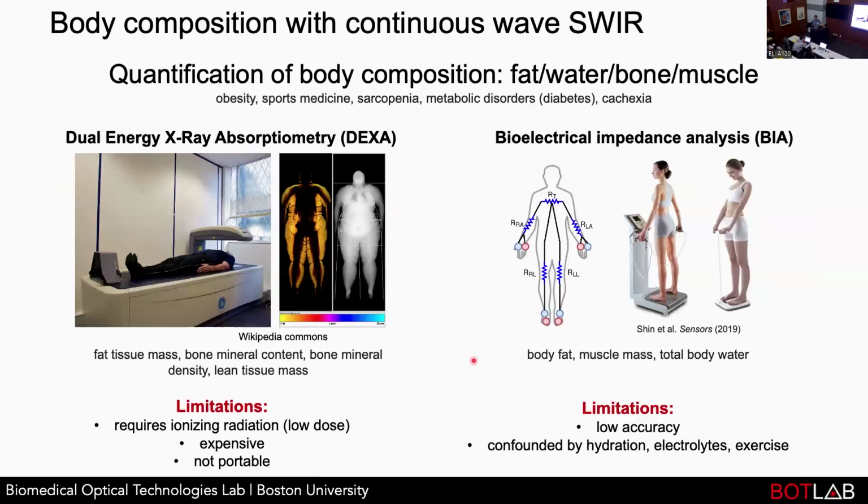And BIA, or bioelectrical impedance analysis, you may have seen these because some scales that you can buy at home have these built in if they have the electrodes. It works okay, but they have some limitations. Basically, the medical field hasn't adopted BIA because of concerns about low accuracy. So there's an interest in having alternative techniques that could measure water and lipid.